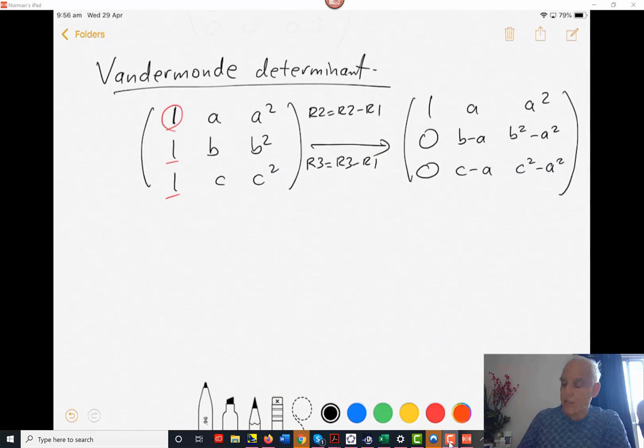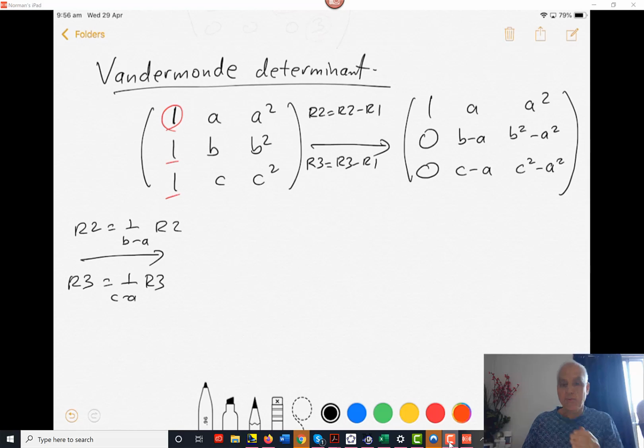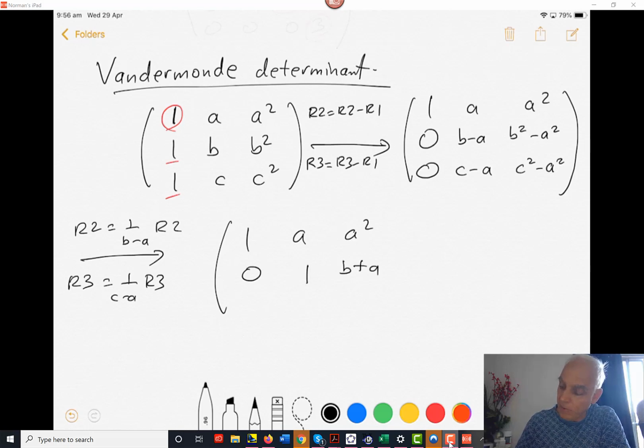Okay, so how are we going to simplify this? Let's take row 2 and divide it by b minus a. And our row 3 is 1 over c minus a times row 3, because we see there's a common factor in the second row of b minus a. When we do that, we get just 1 here and b plus a. And when we do it to the third row, we divide by c minus a, we get 1 here and c plus a.